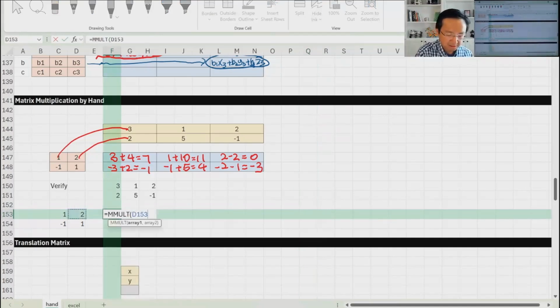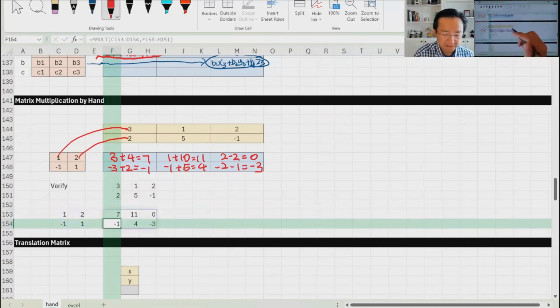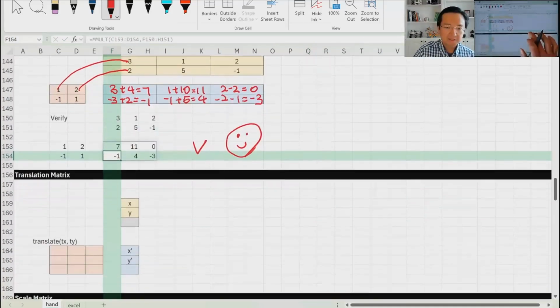And now I'm going to select this. And then for first, select matrix and also select this, and then see whether I get the same number. Yeah, 7, 11, 0, -1, -4, -3. Yes, happy. Okay, all right.